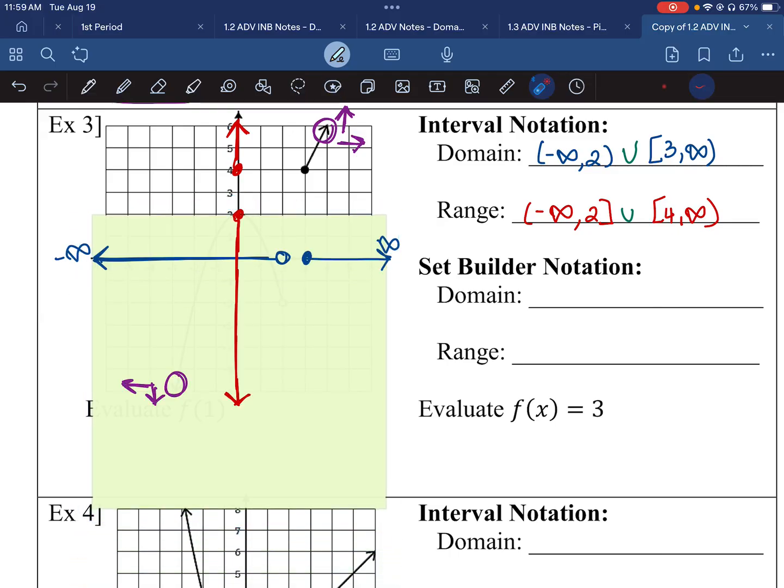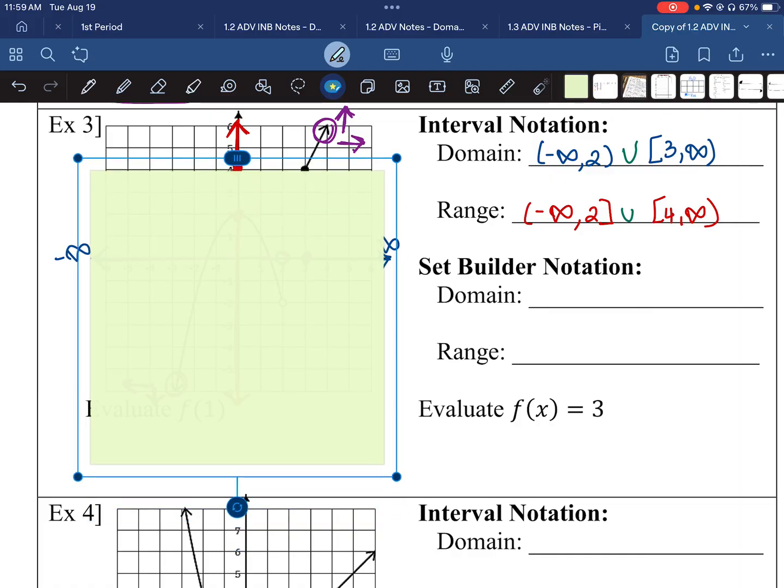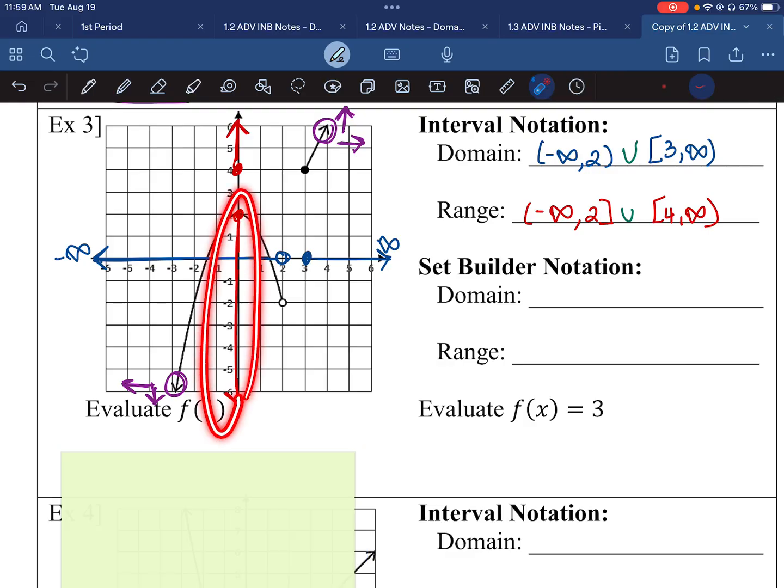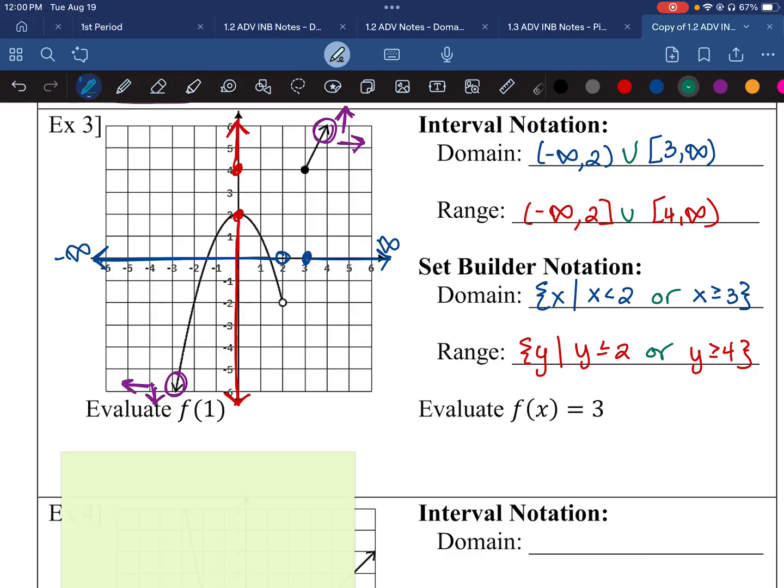However, this y value and this y value are two completely different ones. These two are not connected on my guide. And then we have to pick back up, start at the second section at 4, and move on to infinity forever. So our first section was -infinity to 2. The gap is my union. And then the second section was 4 to infinity. Pause the video, try to translate those into set builder. Okay, check your work.